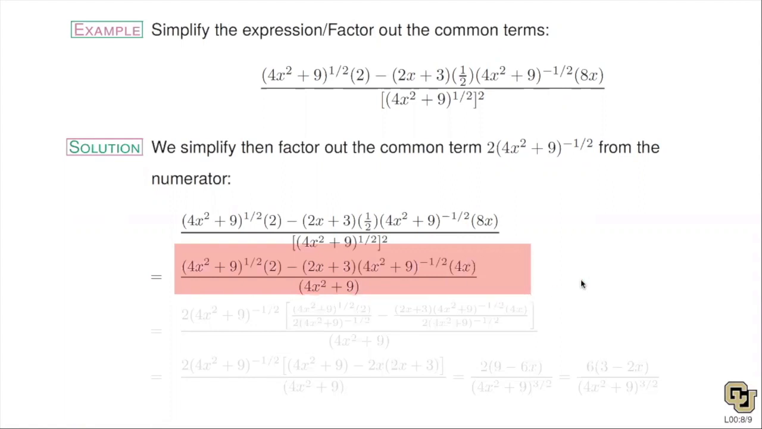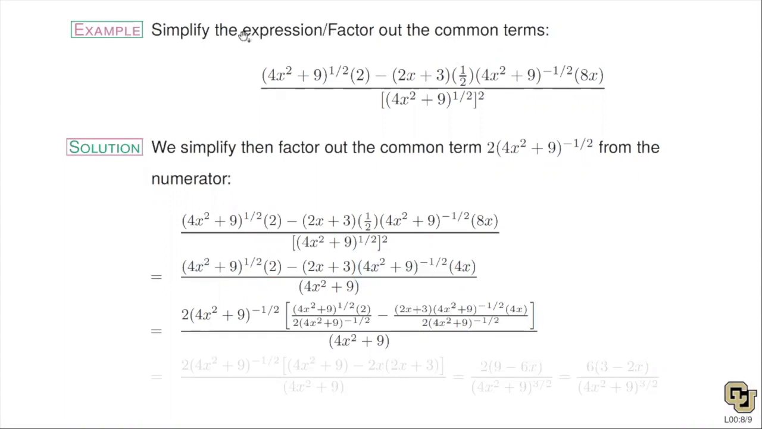And what am I looking for? Common terms, anything I can combine or anything I can cancel. Here, there's nothing that we can combine. There are common terms. So here, I've got a 4, and here I've got a 2. So obviously, they have 2 in common. Here also, we have a 4x squared plus 9 to the 1/2 and a 4x squared plus 9 to the minus 1/2. So the rule is we're going to factor out the lowest power of the common term. So here I'm going to factor out a 2 and 4x squared plus 9 to the minus 1/2.